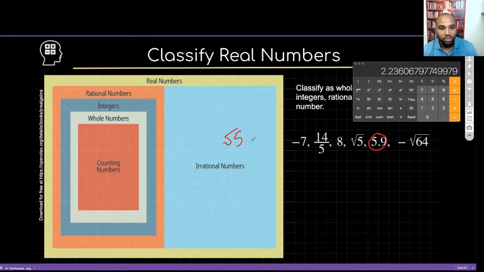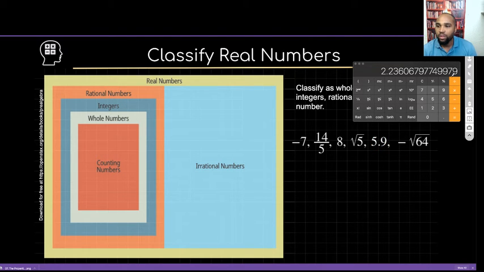5.9, that's going to be with our rational. I shouldn't erase the rest of those. And negative square root of 64 is going to be 8, so that's going to be negative 8, so that goes with our integers. So that's what you want to see there.